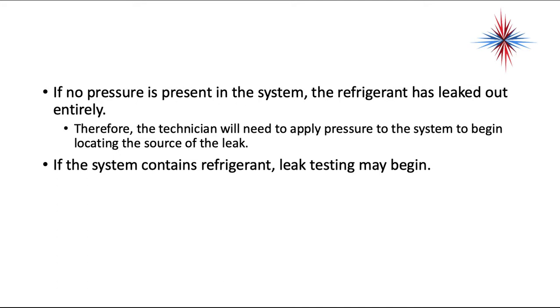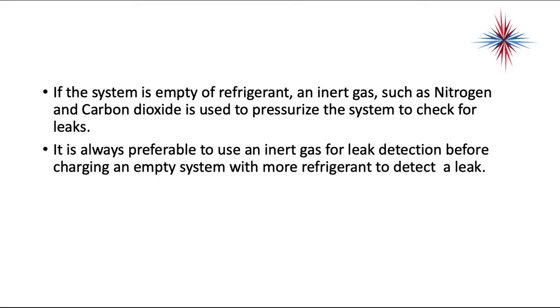If the system contains refrigerant already, leak testing can continue without applying additional pressure. If the system is empty of refrigerant, an inert gas, such as nitrogen or carbon dioxide, is used to pressurize the system to check for leaks.